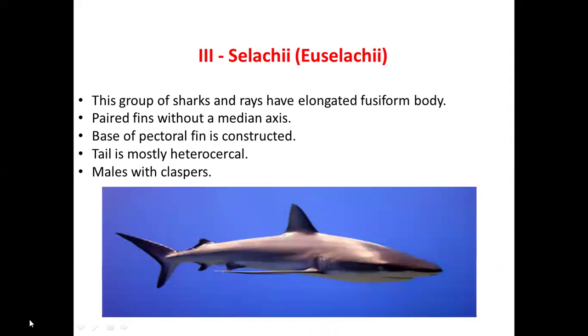And this is the last subclass, that is Selachii or Euselachii. Sharks and rays which are having an elongated fusiform body will be coming under Selachii. This is the example of Selachii. They'll be having paired fins without any median axis. The base of the pectoral fin is constricted. The tail is mostly heterocercal, so one lobe is longer and one is shorter. And males will be having the claspers.